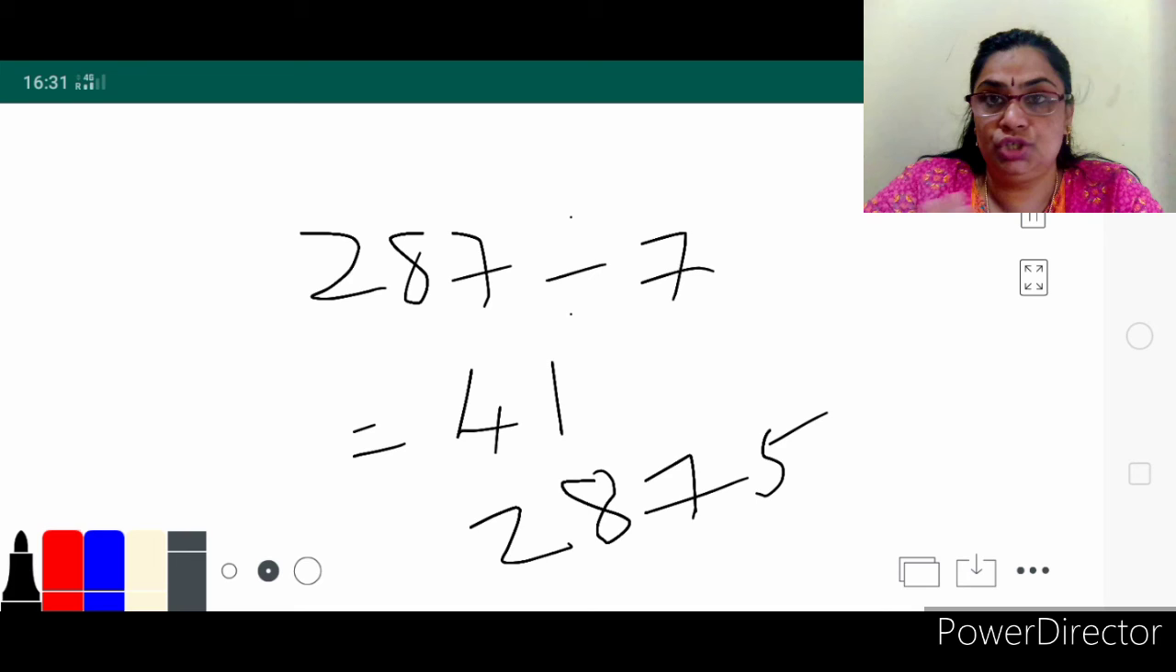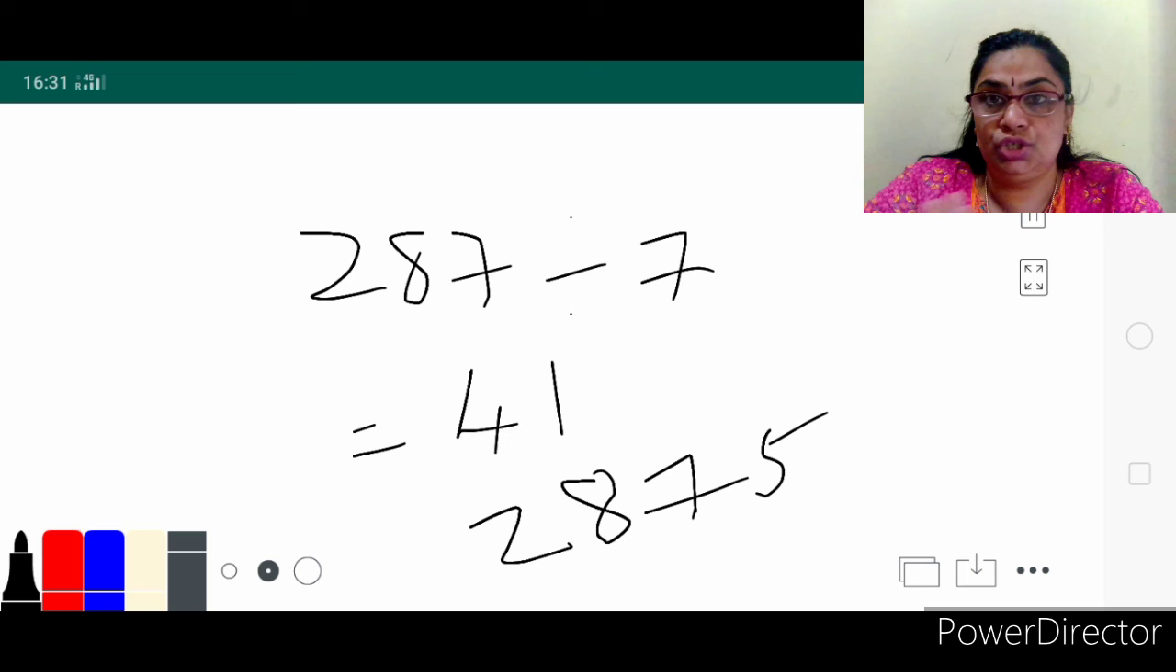For example, 456 I have taken here. The last 3 digits are also 456, and that number divided by 8 is 57. So that number is divisible by 8. You try for other numbers also, okay, then only will you be clear on that test.